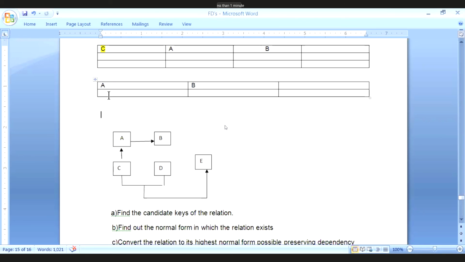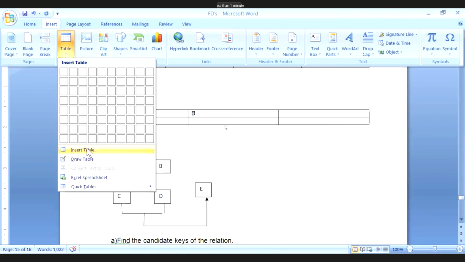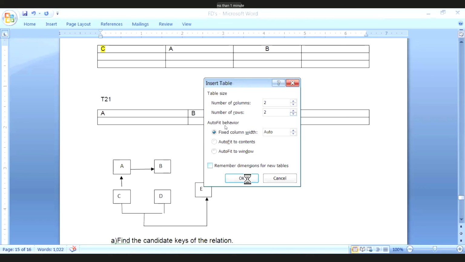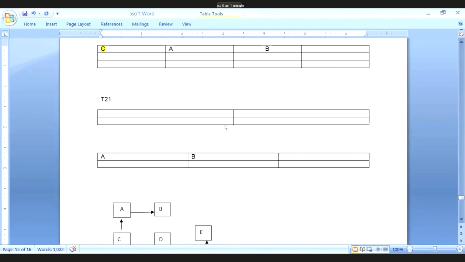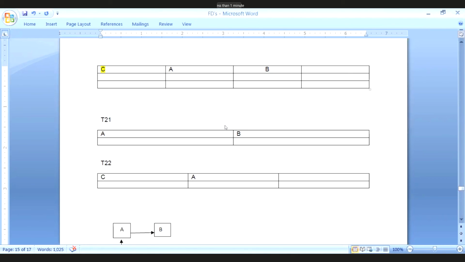All of you write it. This table T2 has been decomposed. So T21 is AB, and the T22 table is CA. In T21, what is the FD that is maintained? A to B.